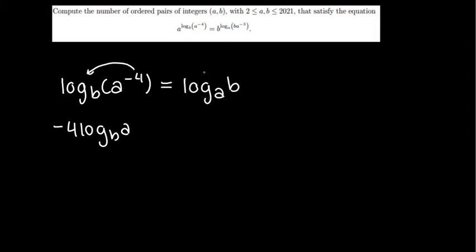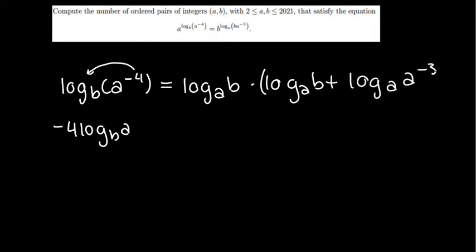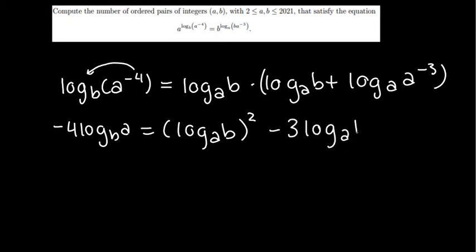And then we have this whole power, which can be written just on the bottom, right next to this. So it'll be times log base a of b, plus log base a of a to the negative 3, because this is just the product rule of logarithms. So we can simplify this a little bit and we get log base a of b squared, plus negative 3 log base a of b, so minus 3 log base a of b.